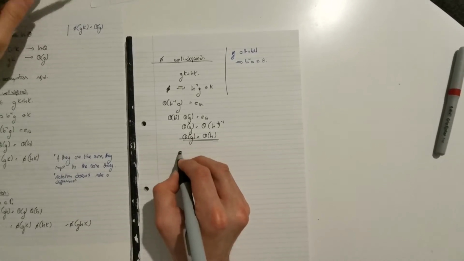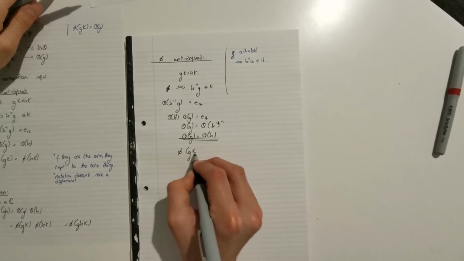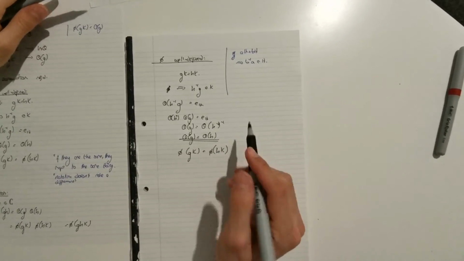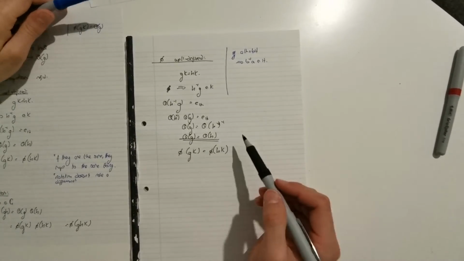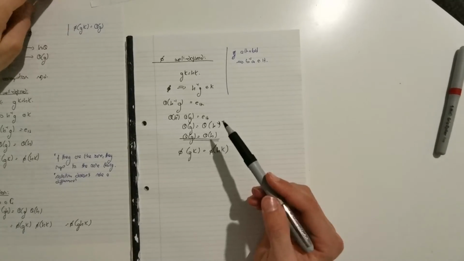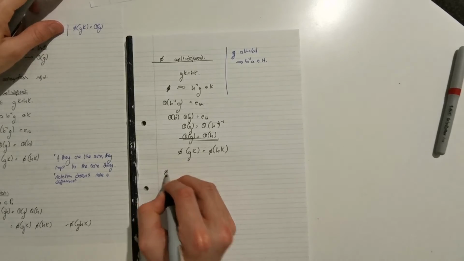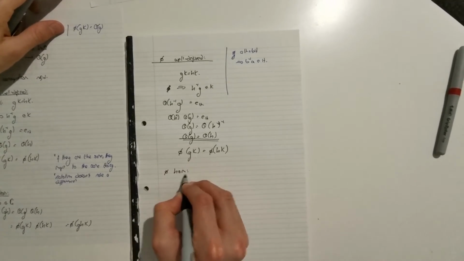And therefore phi of gK is equal to phi of hK. Therefore, if they are the same thing, they map to the same thing, which means the notation doesn't make a difference. And next we have to prove that phi is a homomorphism.